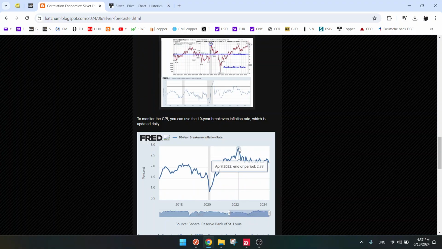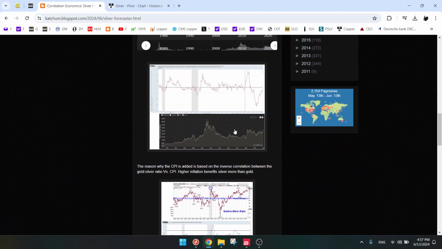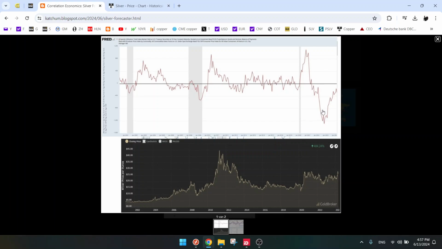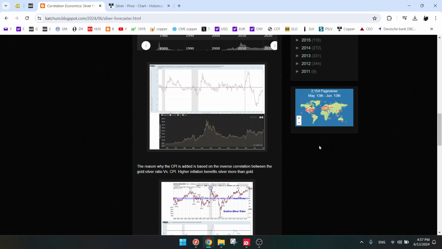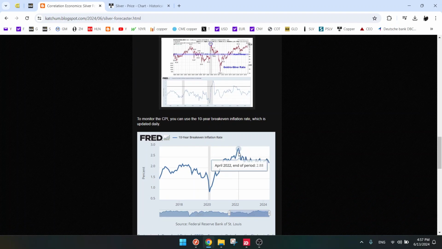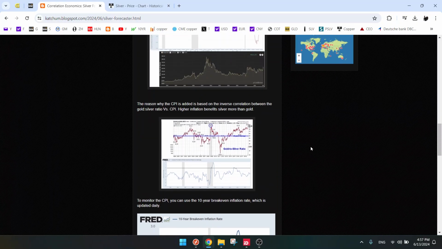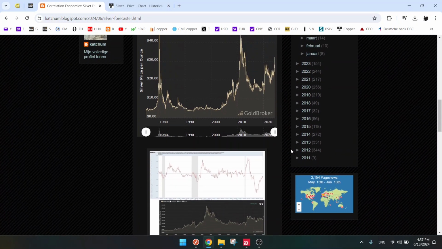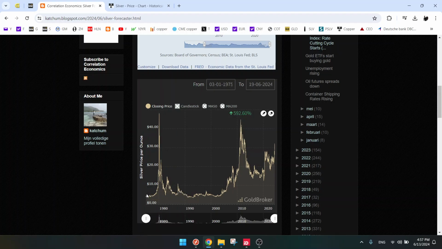It was very high somewhere in 2022. Now it has come down a bit. So in 2022, that was probably somewhere here. Yeah, we had a little bit of an uptick, which was good for silver, and then we had this massive down for years, and that's negative for silver.